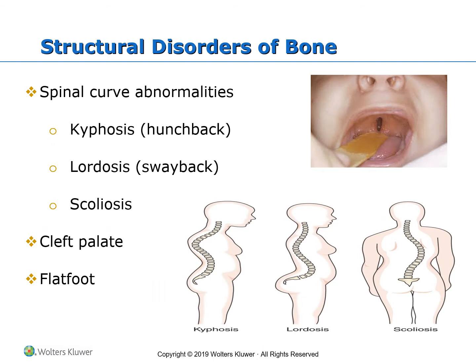Structural disorders. First of all, we look at the spine, and we do have the normal curvatures of the spine. However, when they are accentuated more than necessary, they become a structural disorder. And you can see here, one type is the accentuation of the thoracic curvature, and it's called kyphosis, or the hunchback. This is seen a lot in osteoporotic patients, especially in elderly. They do have this kind of hunchback at a certain point.